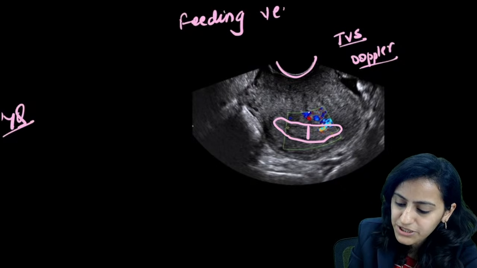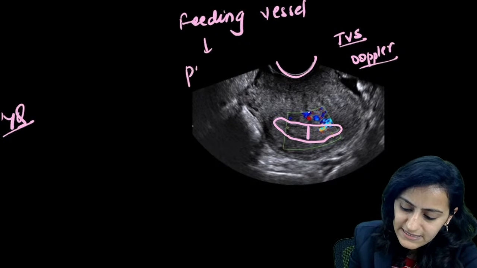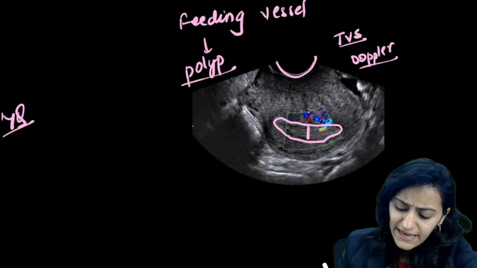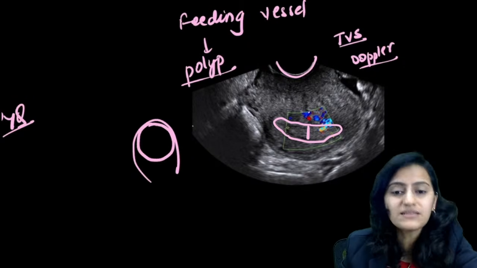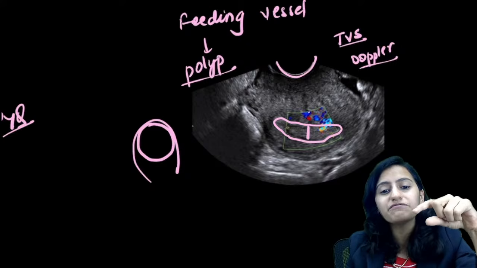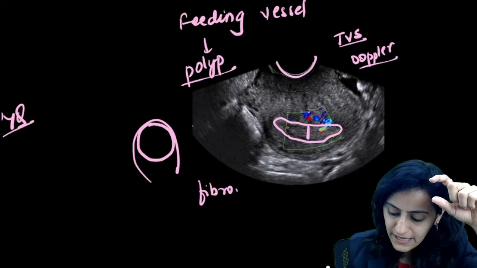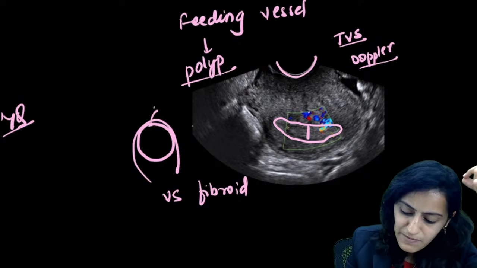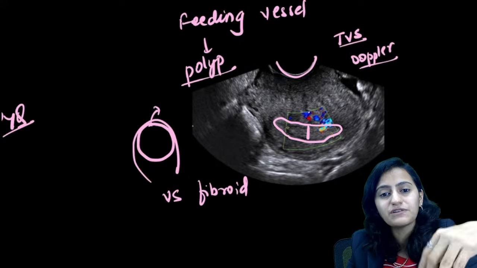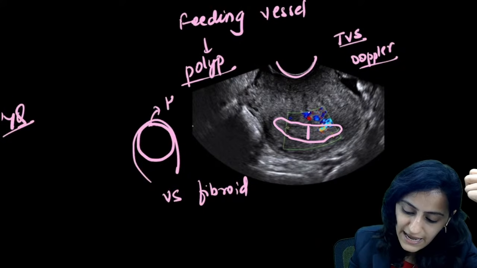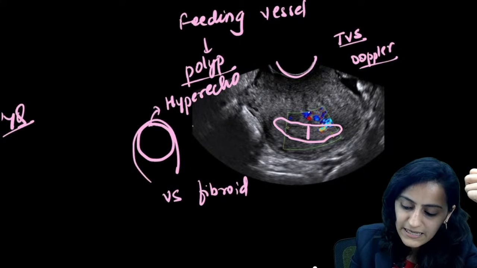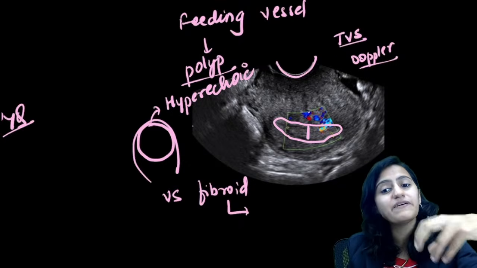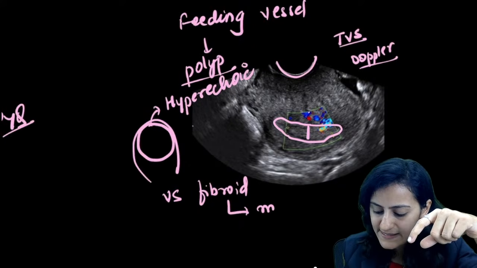Okay, so this is the question asked. Feeding vessel sign is indicative of endometrial polyp. The endometrial polyp grows within the endometrium. How do you differentiate it from a fibroid? Endometrial polyp versus the uterine fibroid. Endometrial polyp, because it is the proliferation of the endometrial glands, is hyperechoic. Versus fibroid, fibroid is the leiomyoma, that is the muscle.